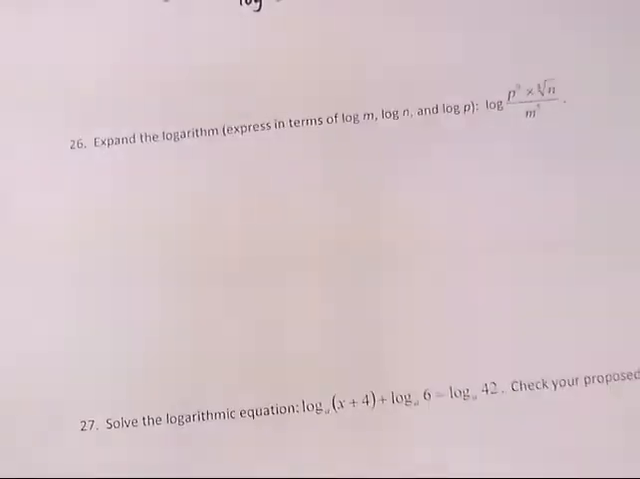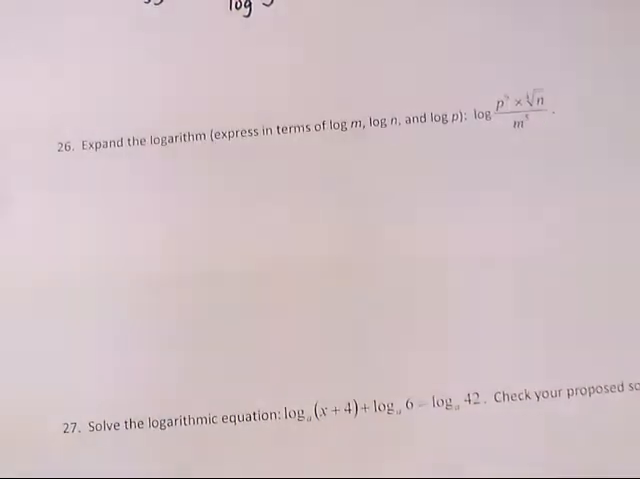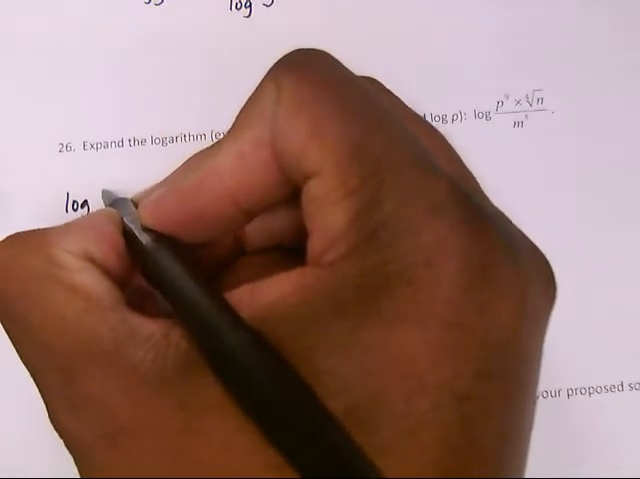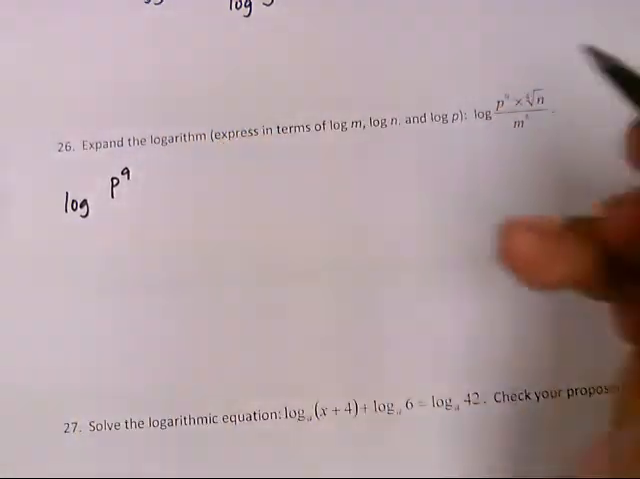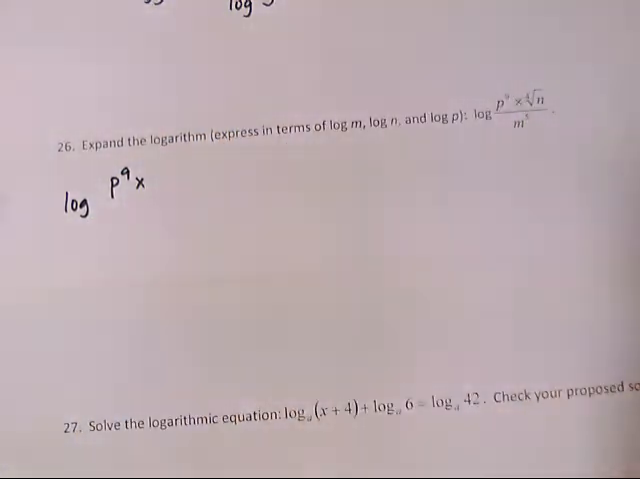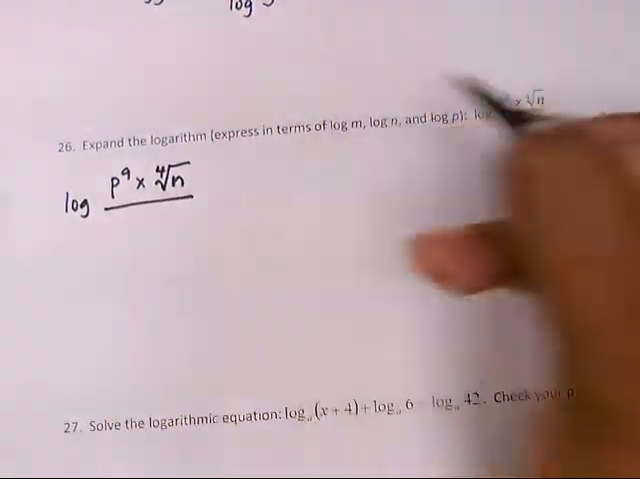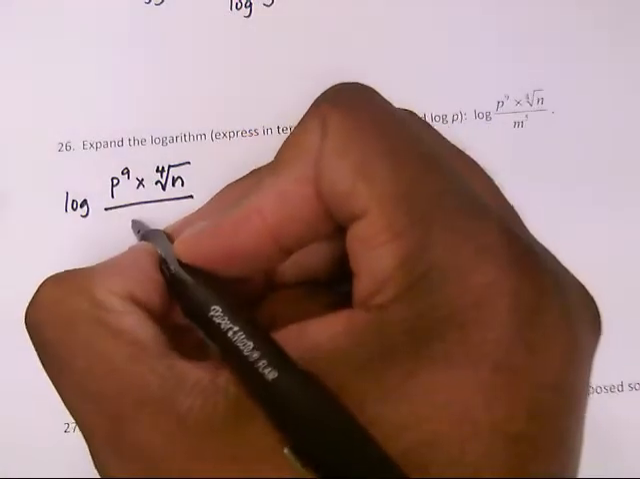Alright, number 26. Here we're going to expand the logarithm in terms of log of m, log of n, and log of p. Here we got log of p to the 9th times the 4th root of n, all divided by m to the 5th.